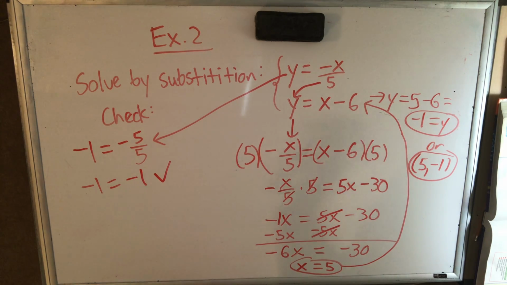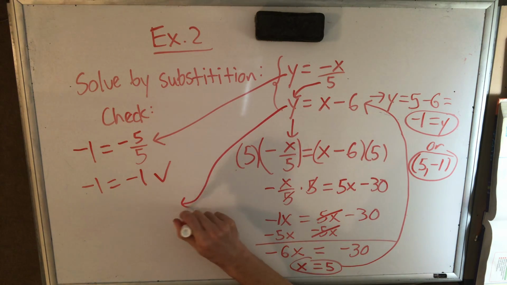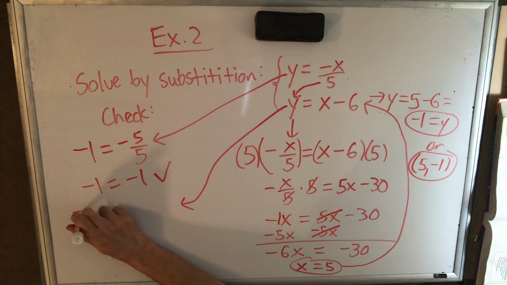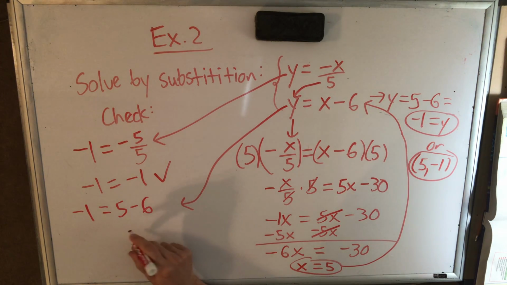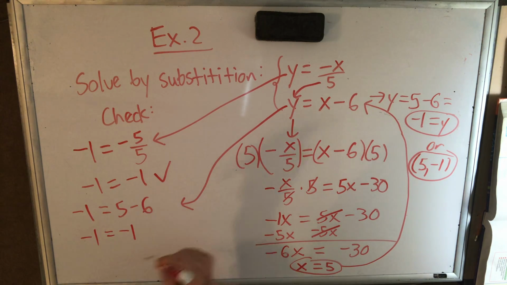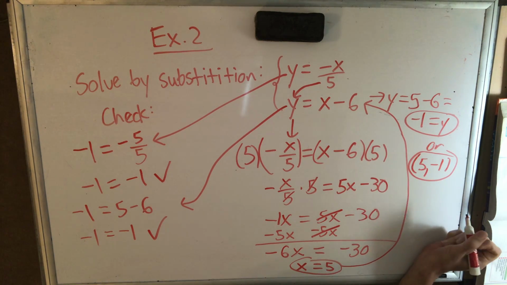Now let's see if it works for the bottom equation, substituting in negative 1 for y and 5 for x. That's going to be negative 1 equals 5 minus 6. 6 to the left of 5 on a number line is negative 1. So we get a true equation again. Negative 1 equals negative 1. So our solution, x equals 5, y equals negative 1, or 5 comma negative 1, must be correct.